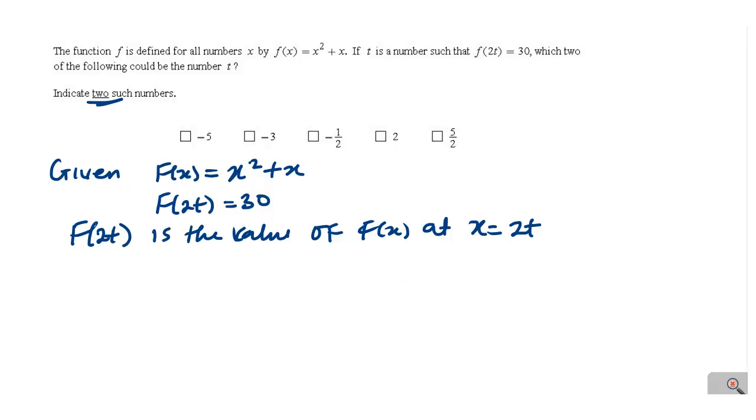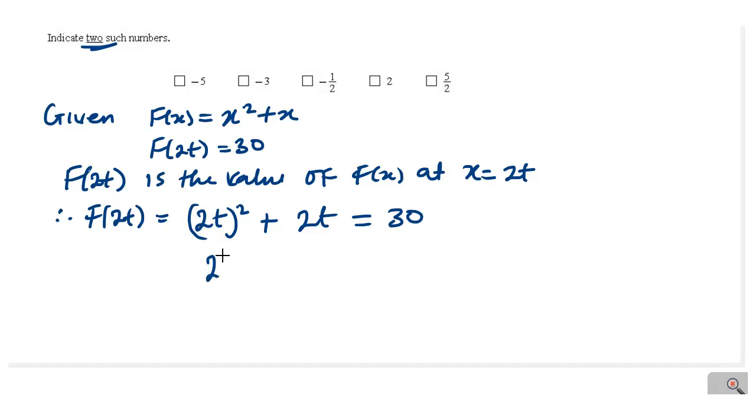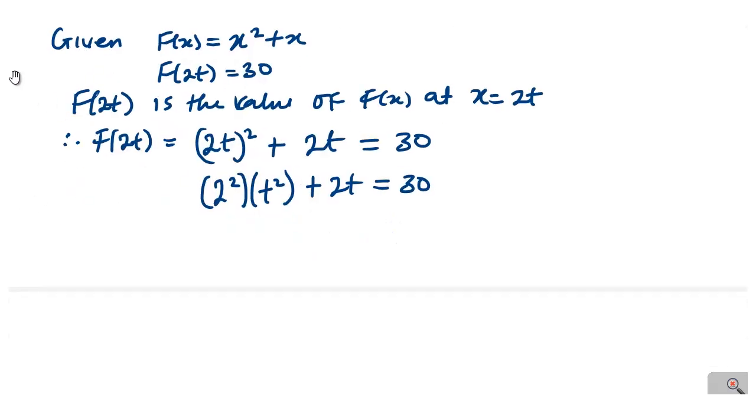So if you now want to write f of 2t, we can say therefore f of 2t will now be, wherever we see x, we replace it with 2t. So x squared will now be (2t) squared plus x, which is 2t, then everything is equal to 30. So (2t) squared will give us 2 squared times t squared, plus 2t is equal to 30. 2 squared will give us 4. So this will give us 4t squared plus 2t minus 30 is equal to 0.